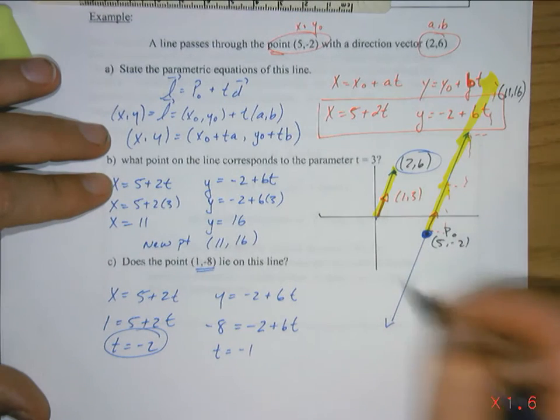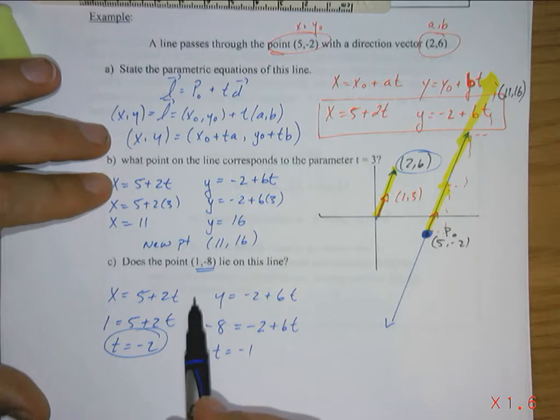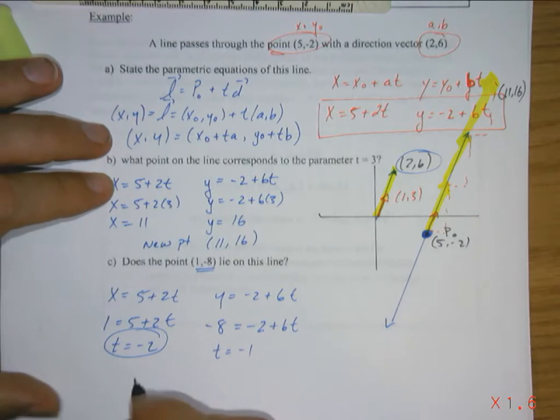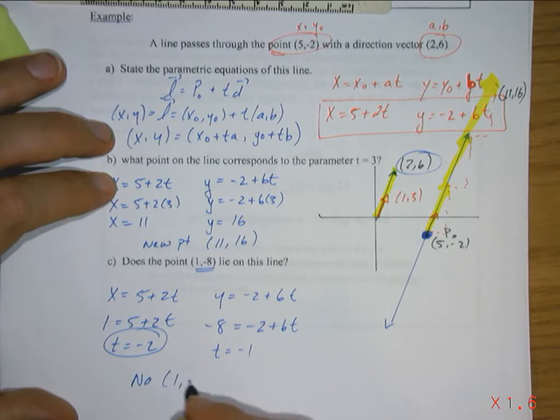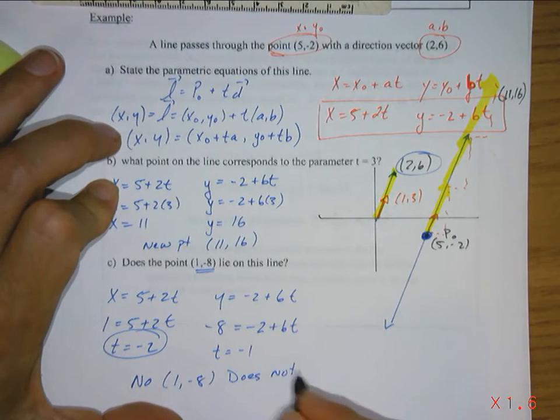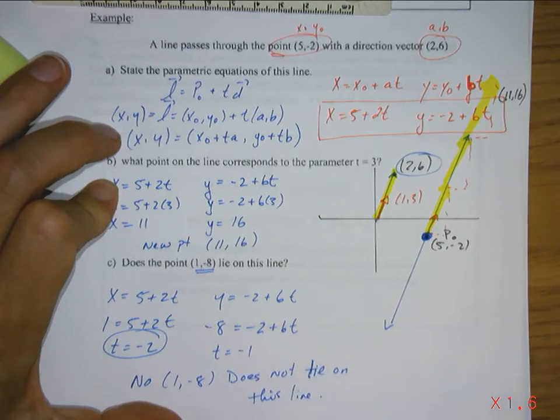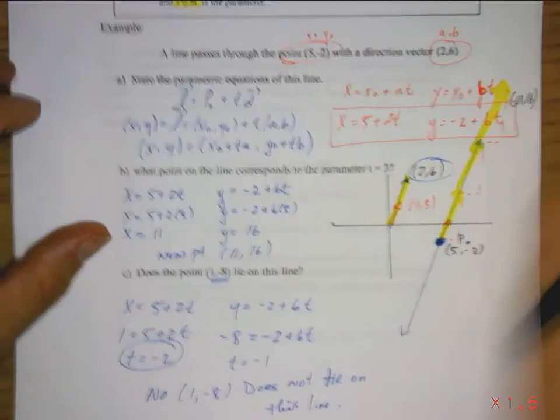We're not going to be lying on this line. The t values have to be the same for any given point on this line. So no, the point 1, -8 does not lie on this line. Okay guys, let's flip over and see what's happening.